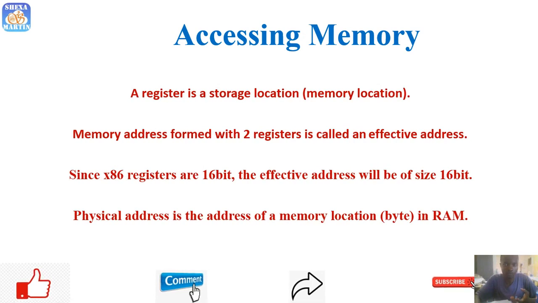Right, let's now talk about other things that are very important and directly related to how one is accessing memory. A register is a storage location. Like I said previously, a variable is a named storage location, and now I'm saying a register is a storage location as well. A memory address formed with two registers is called an effective address. Since x86 registers are 16-bit, the effective address will be of size 16-bit. A physical address is the address of a memory location that is in RAM. This is very important. We want to look at how one can access a memory location that is in RAM, and the locations are in sizes of bytes.